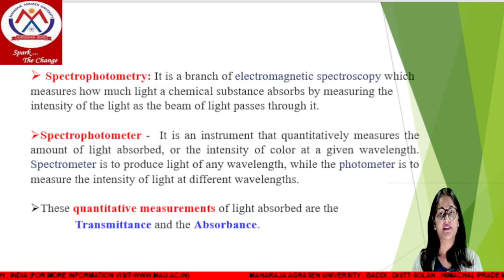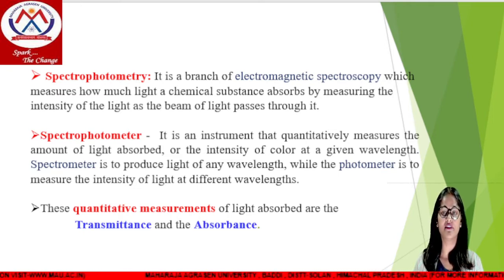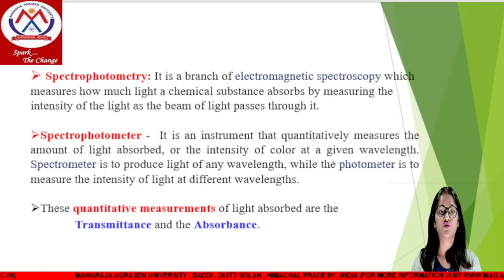And the instrument that quantitatively measures the amount of light absorbed, or the intensity of the color at a given wavelength, is known as a spectrophotometer. A spectrophotometer consists of two parts, a spectrometer and a photometer. The spectrometer produces light of any wavelength, while the photometer measures the intensity of the light at different wavelengths. These quantitative measurements are made in terms of transmittance and absorbance.